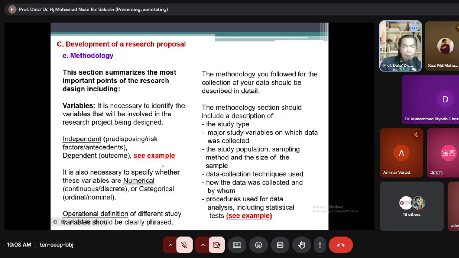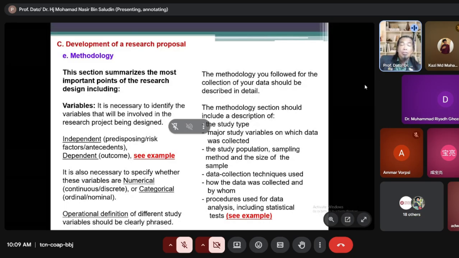Dependent is outcome. It's also necessary to specify whether these variables are numerical, continuous or discrete, or categorical, ordinal or nominal. Operational definition: the different study variables should be clearly defined. You must have an operational definition of each concept, which is paired with the definition of terms. Definition of terms only needs author and year. Try to get the very recent ones. And then you also have the operational definition, that is the definition by you, the researcher, which you use throughout your thesis.